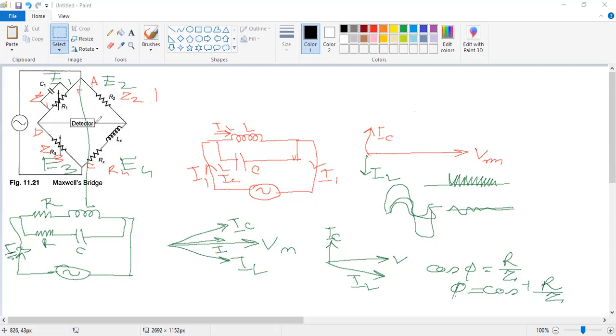Somewhere the question is asked, draw the phasor diagram, in your university exam. Then it is very important to know how to draw a phasor diagram. Then you can easily draw any phasor diagram.